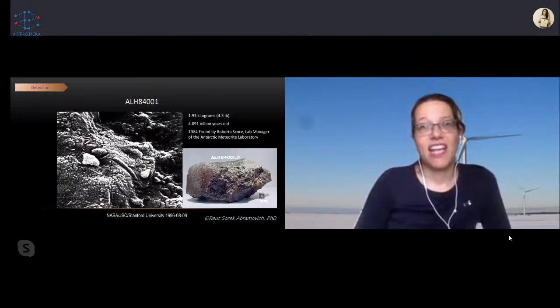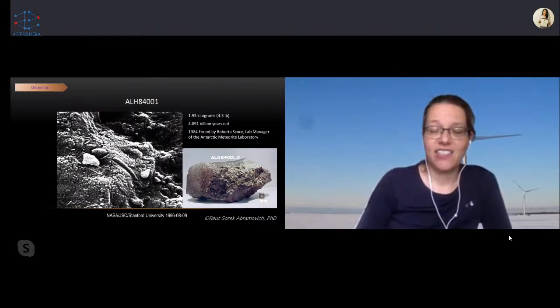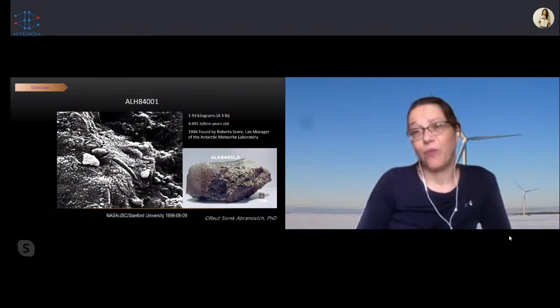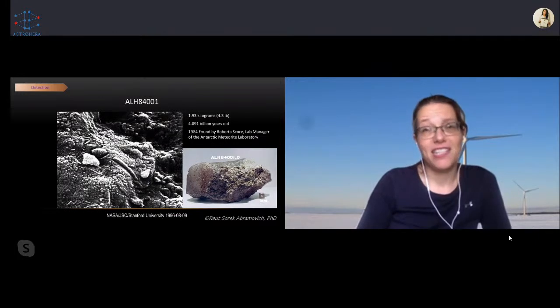Let's take this. This is ALH 24001. ALH stands for Allen Hills. It's an area in Antarctica. It's a meteorite. It was found in 1984, okay, in Antarctica, and it weighed almost 2 kilograms.